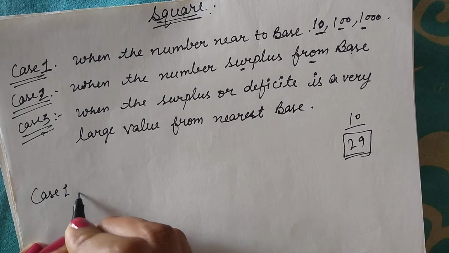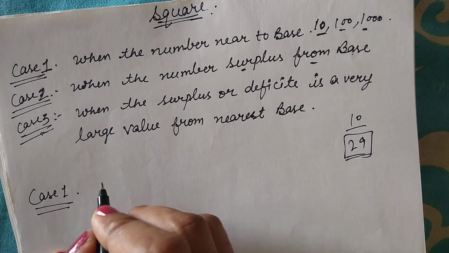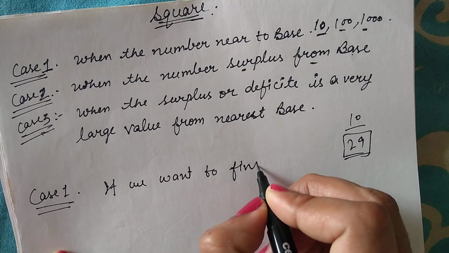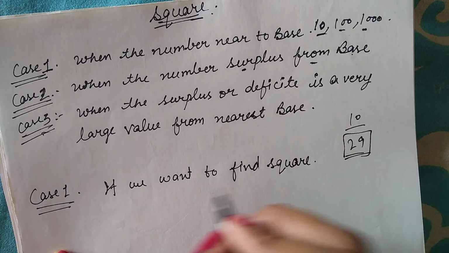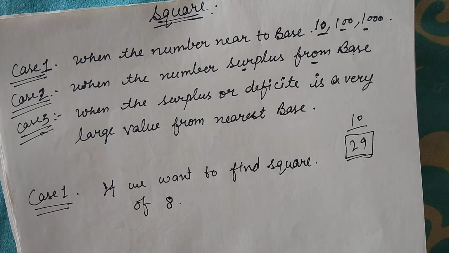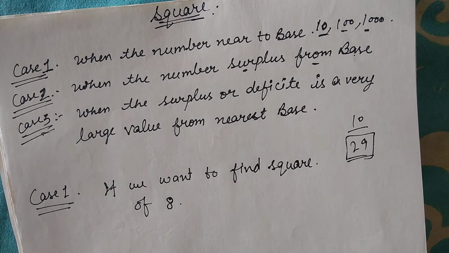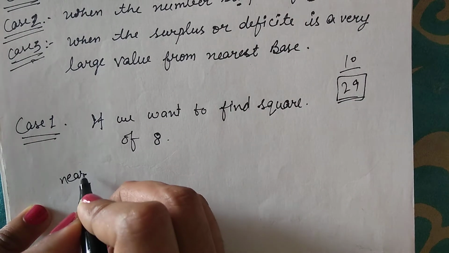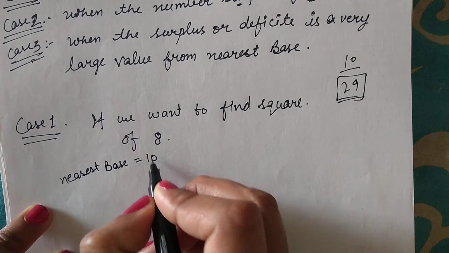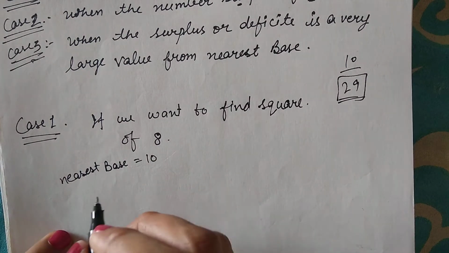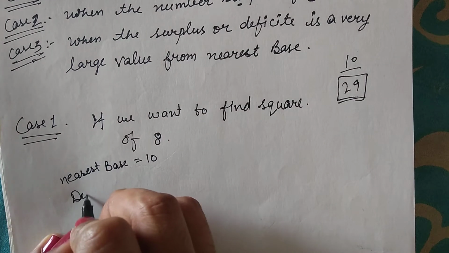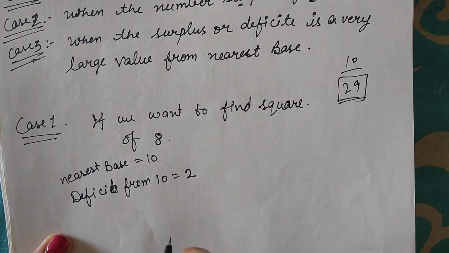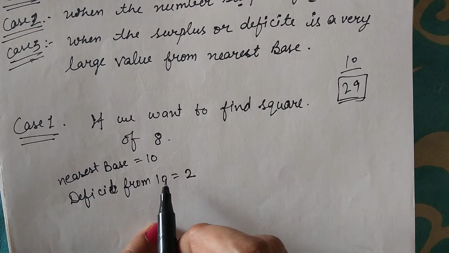In case 1, first we take a small number. If we want to find the square of 8 without actual multiplication, then what to do? We know 8's nearest base is 10, and how much is the deficit from 10? The deficit from 10 is 2. That means 8 is 2 less than 10.